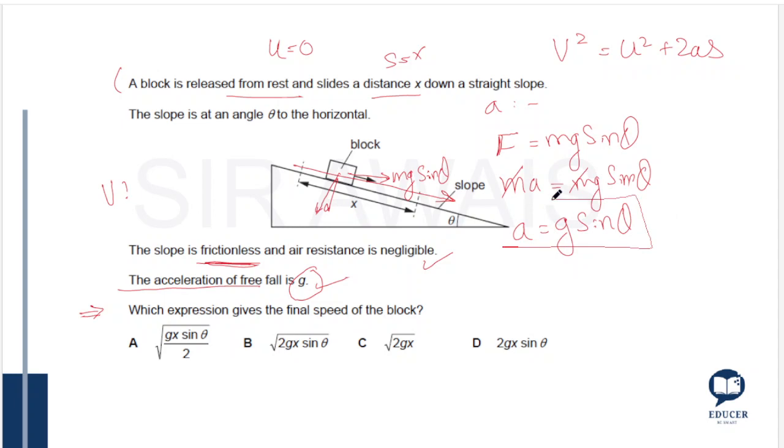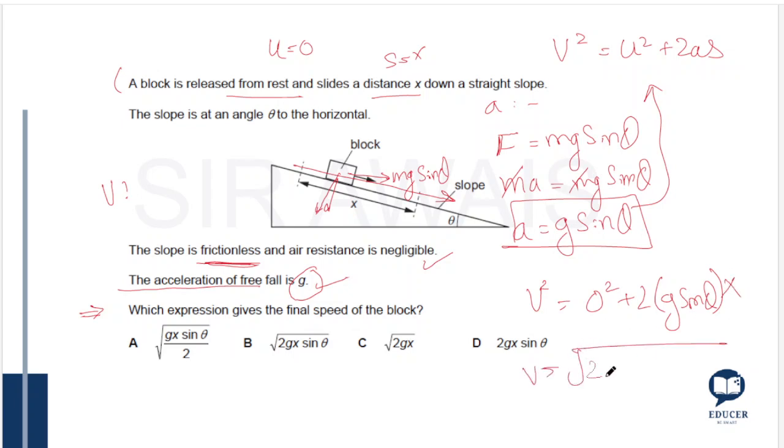Now I have the acceleration, so I can put it in and I will have my answer. v squared is equal to the initial velocity, which is 0, plus 2 times the acceleration, g sine theta, times the distance, which is x. So v is equal to the square root of 2g sine theta x. Do we have such an option? Yes, option B is the right one. Over here they have just switched the position of x, but B is your right answer.